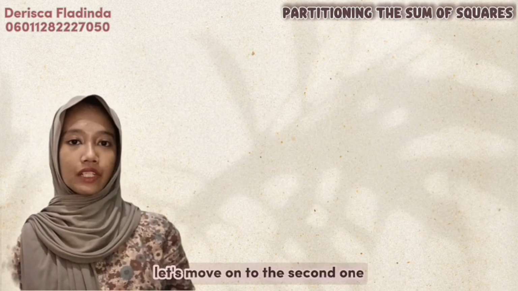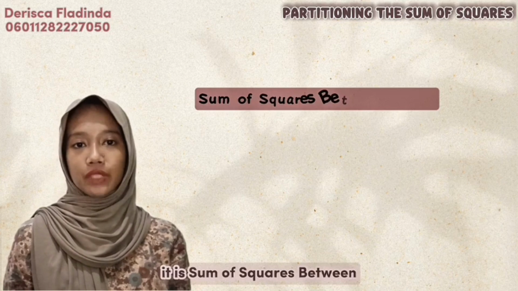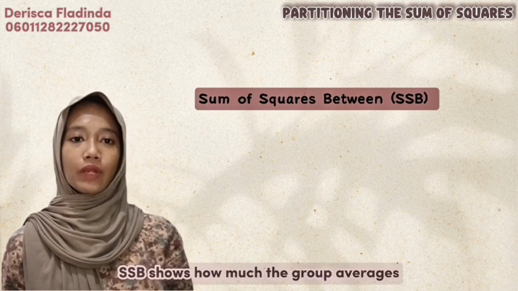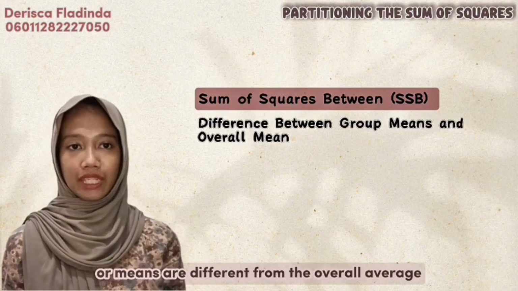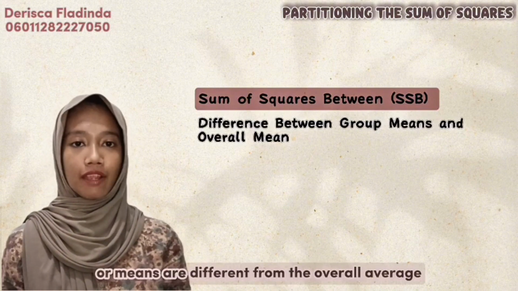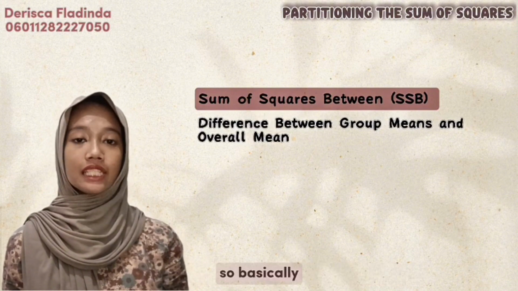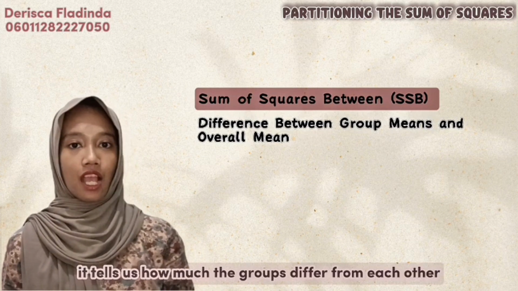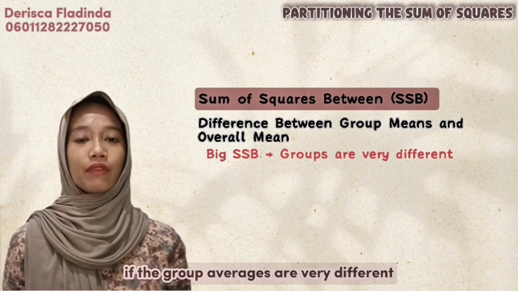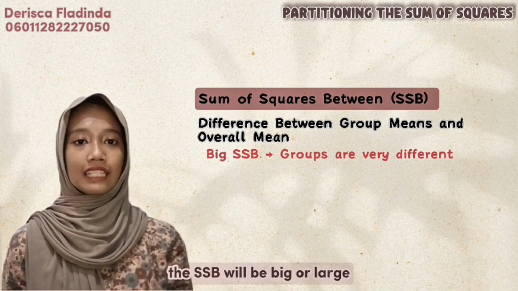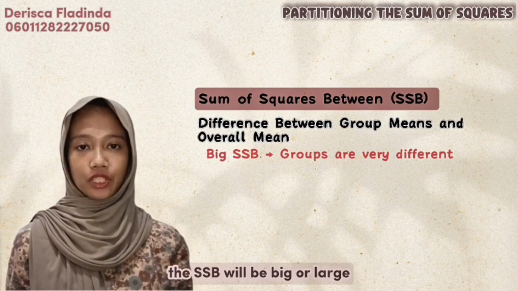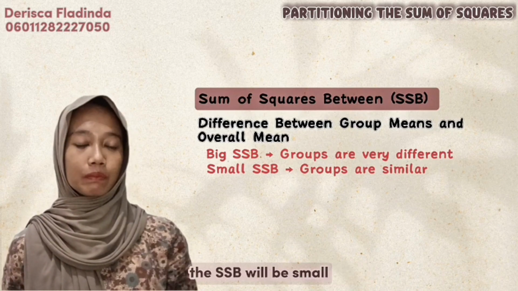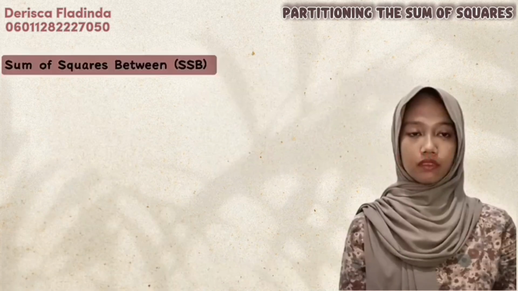Let's move on to the second one. It is sum of squares between, or SSB. SSB shows how much the group averages or means are different from the overall average. So basically, it tells us how much the groups differ from each other. If the group averages are very different, the SSB will be big or large. If the group averages are similar, the SSB will be small.